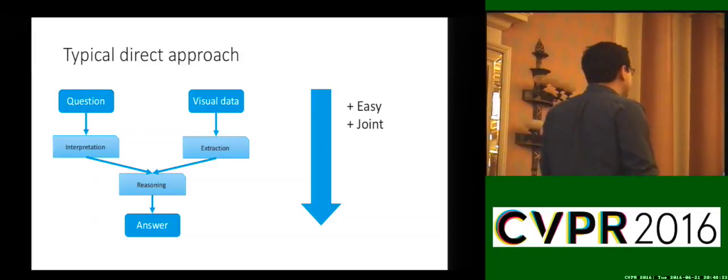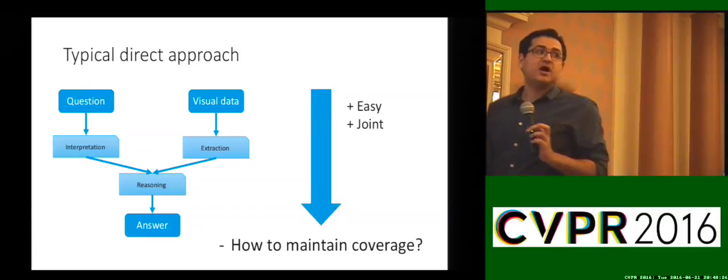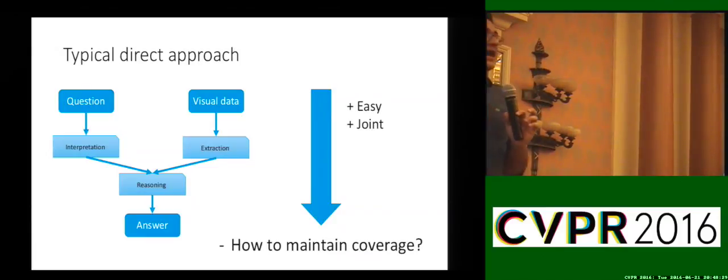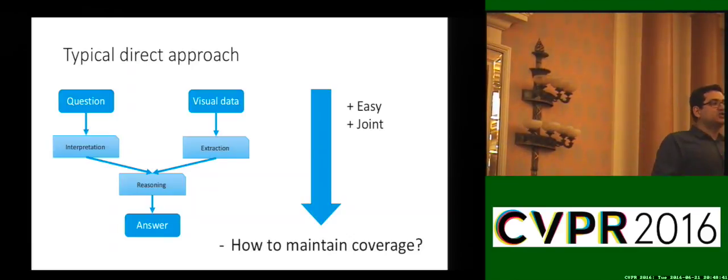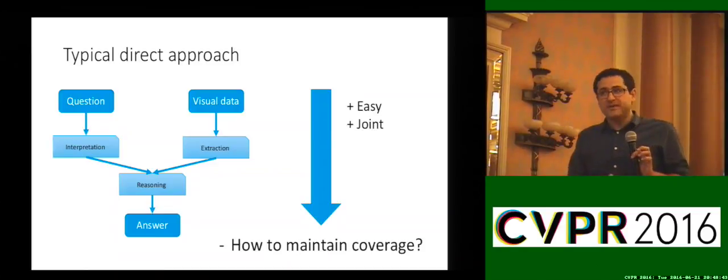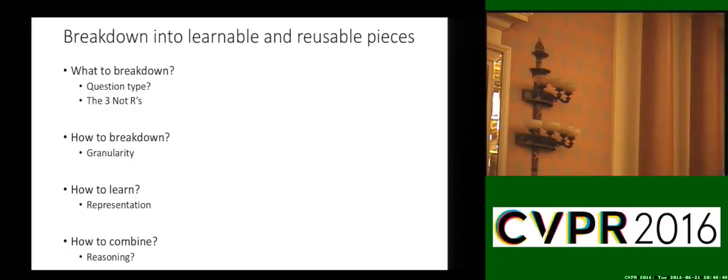But the problem is that I'm worried I cannot give them enough data to maintain the coverage that I want. And if I want to maintain that coverage, the question is how should I do that? The strategy that I like is divide and conquer. I want to break down the problem into different pieces, try to learn those pieces, and put them back together.